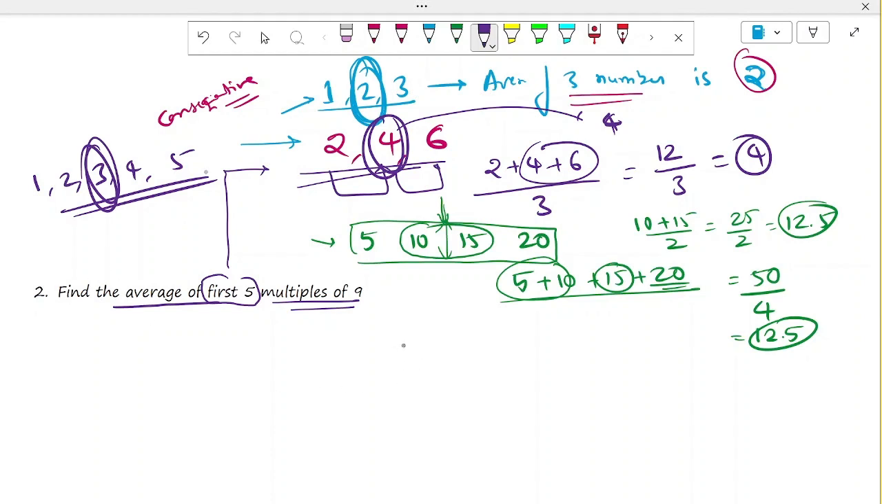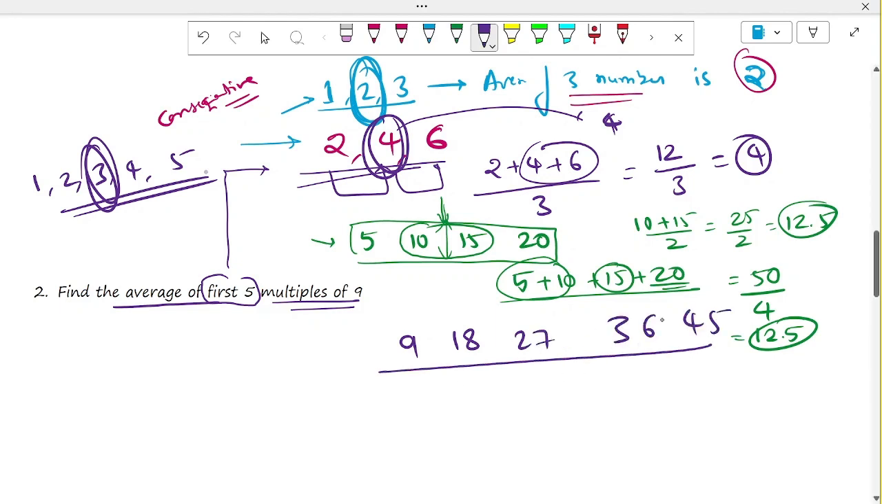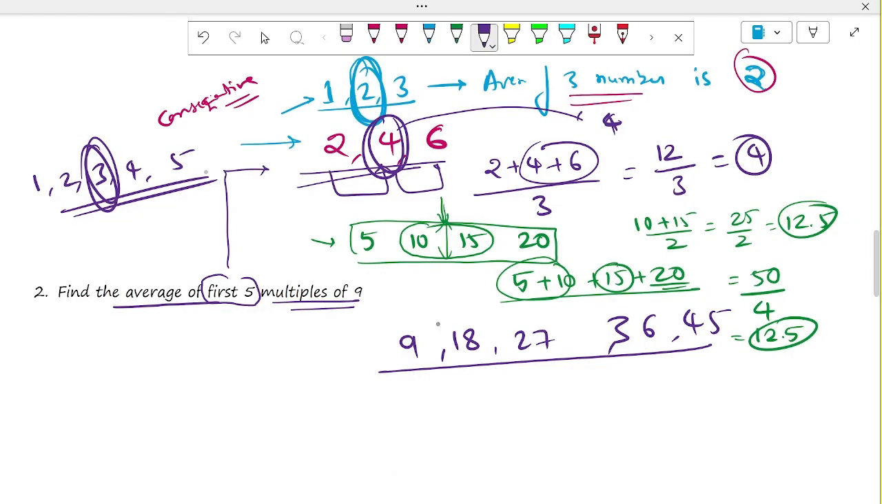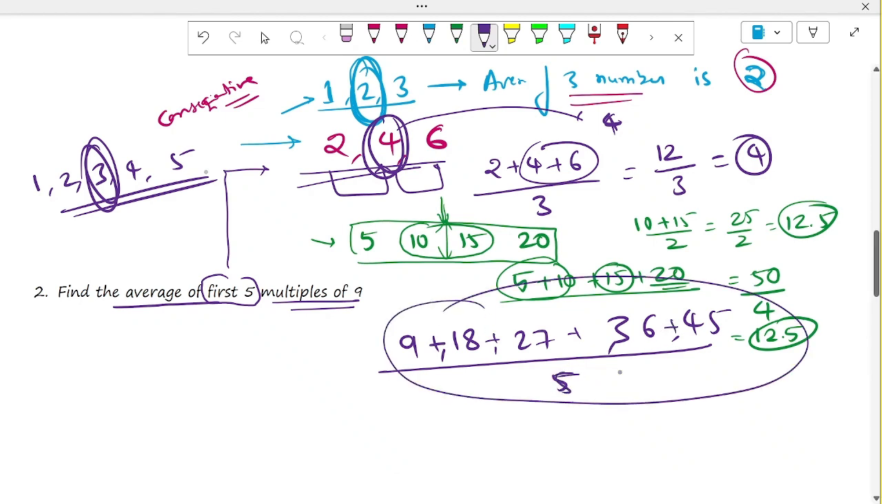Now let's imagine that you have got these values: 9, 18, 27, 96. What is the average? You should be able to tell the answer straight away. Yes, it is 27. I hope this trick is very clear. If you want, you can find out the answer: just add all of them, divide by 5, and you are going to get 27 only.